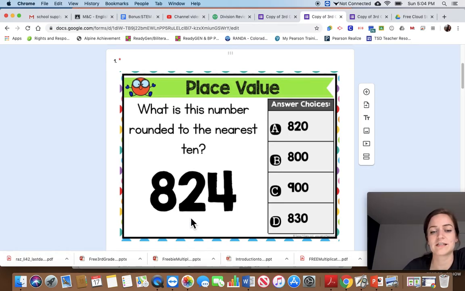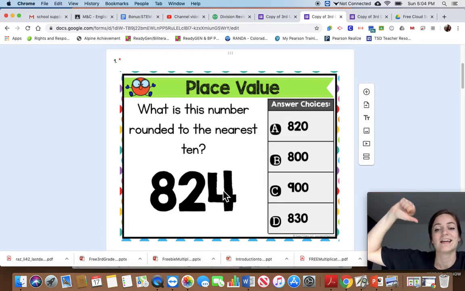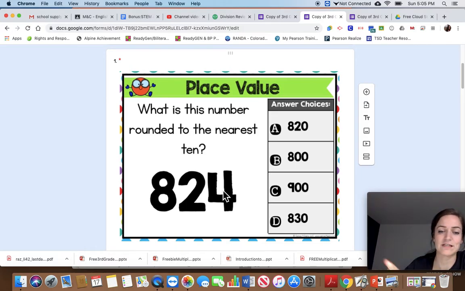Okay, so if we're rounding to the nearest 10, we're going to look at the tens place, 20. And this number will tell us if we're going up a 10 or down a 10. 24 is between 20 and 30, right? And then we'll look at 4. Is it greater than 5 or less than 5? It's less than 5, right? So we're going to round down. So this answer is 20. It's going to round down, because 24 is closer to 20 than it is to 30.